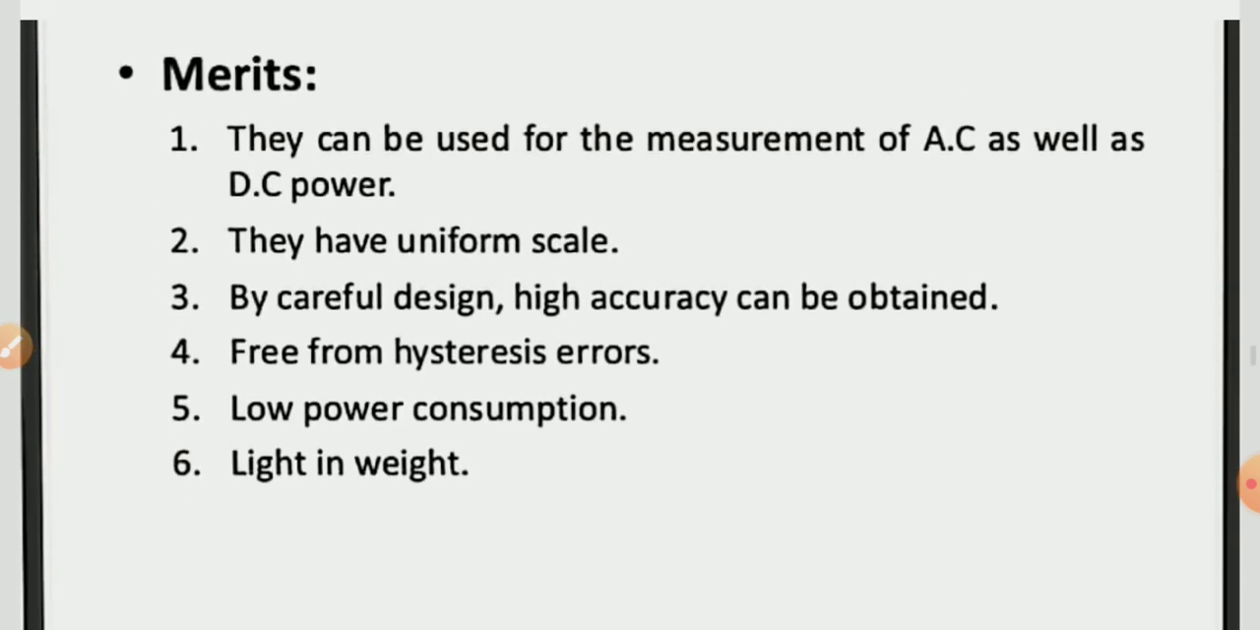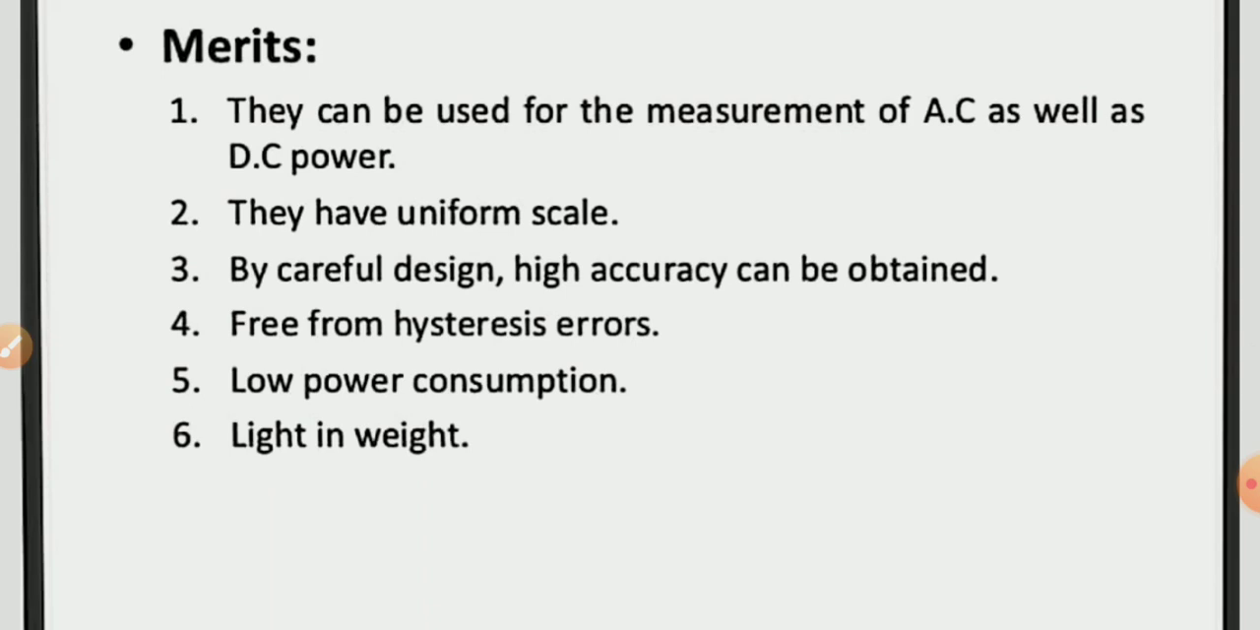Some advantages of the wattmeter are that it can be used for the measurement of AC as well as DC, it has a uniform scale, and by careful design high accuracy can be obtained. It is free from hysteresis loss, has low power consumption, and is light in weight.